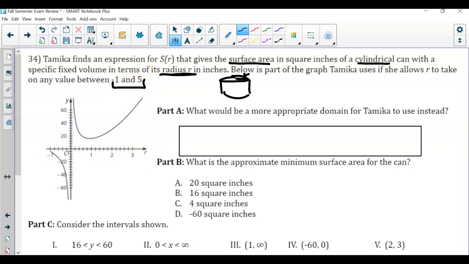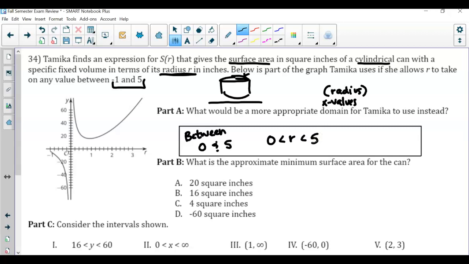So here, remember, domain is your X value. So in this case, the X's are representing the radius. So what would be a more appropriate domain? Well, if you think about it, if you're talking about an actual can, let's say a soup can or a Coca-Cola can, could you ever have a negative radius? Well, no. So a more appropriate domain for this would be not necessarily negative 1 to 5, but between 0 and 5. So you could have this as 0 to 5.